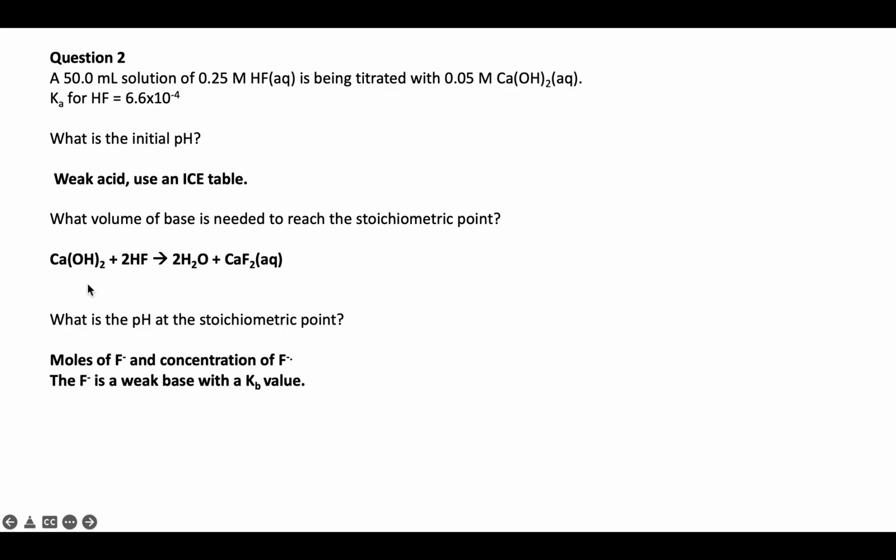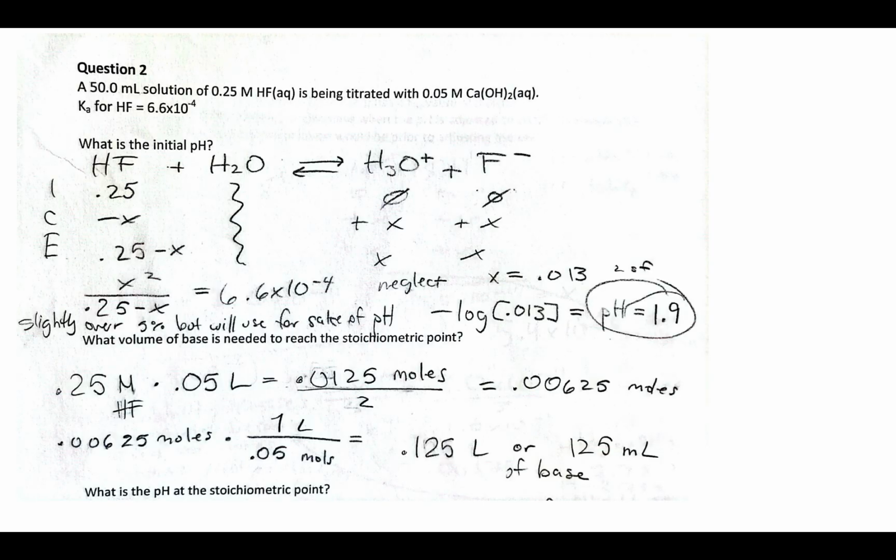And then at the stoichiometric point, I'm thinking how the moles of the HF have been converted over to moles of the fluoride ion. And with that fluoride ion, I could then put that into an ice table where it's going to act as a weak base and use a Kb value. Here's some shown work. So this is setting up an ice table, working it through to get a H+ value, pH around 1.9. Here's a description to get the volume of base needed to get to the stoichiometric point.